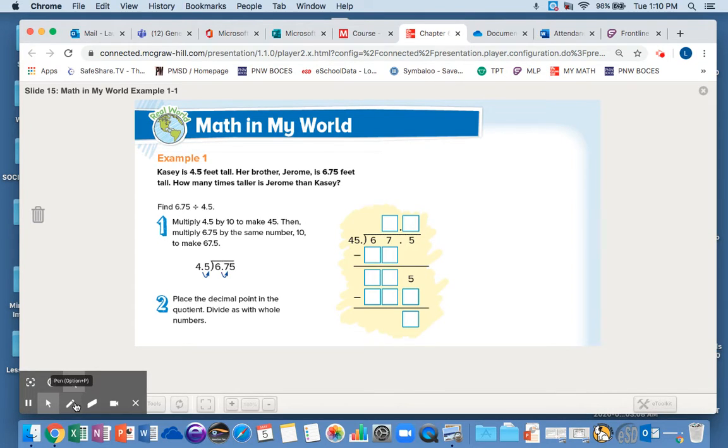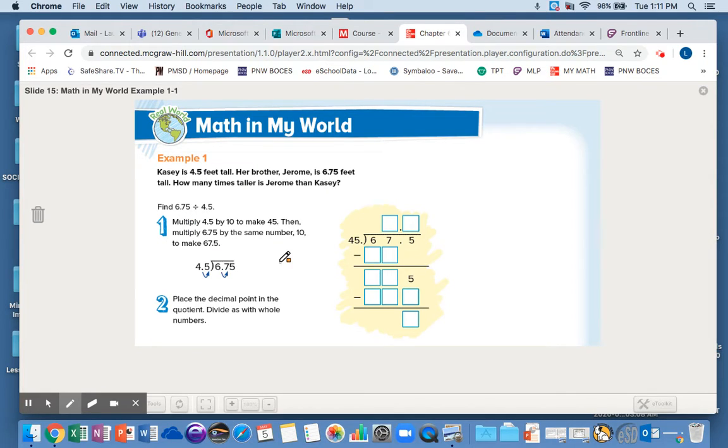Okay, today you are going to look at dividing decimals by other decimals. So we did dividing decimals by whole numbers, same as we did with multiplying, and now we're going to do dividing decimals. It says Casey is 4 and 5/10 feet tall. Her brother Jerome is 6 and 7/500 feet tall. How many times taller is Jerome than Casey? So you're going to find 6 and 7/500 divided by 4 and 5/10.